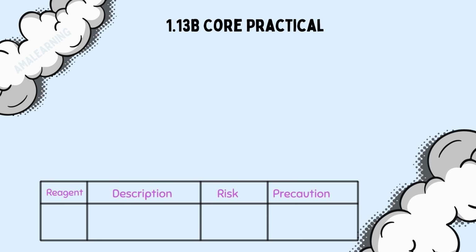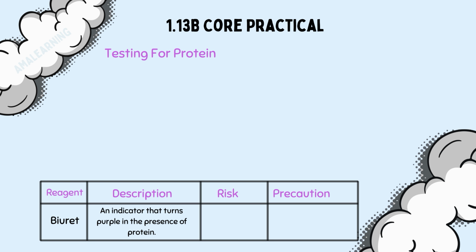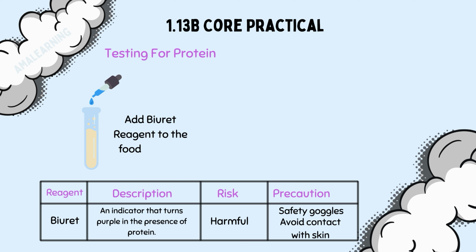Questions relating to the test for protein are common, and hence knowing the process and the outcomes is important. Biuret reagent is an indicator that turns purple in the presence of protein. It is harmful, and therefore it is important to wear your safety goggles when using it, and also to avoid contact with your skin. When testing for protein, add Biuret reagent to the food sample.